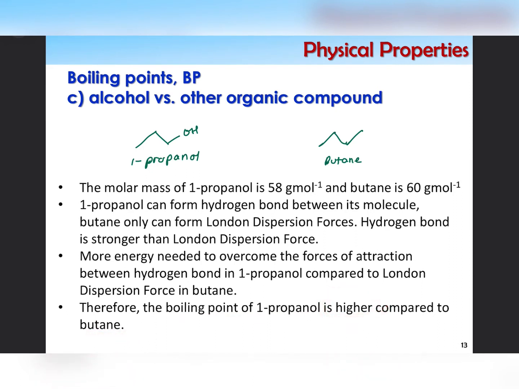So bila kita compare, kita kena cari dia punya persamaan dan apa yang berbeza. So in this case, dia punya molecular weight almost similar. Okay, untuk both. Okay, tapi apa yang berbeza? Satu ada OH, satu tak ada OH.